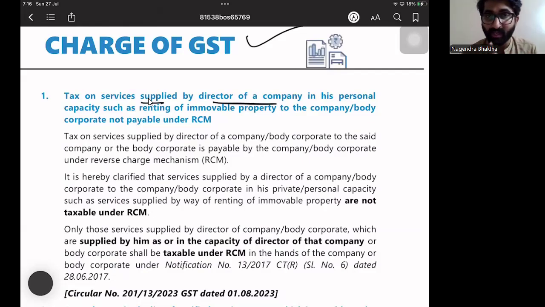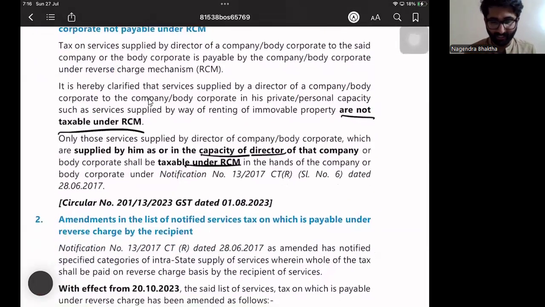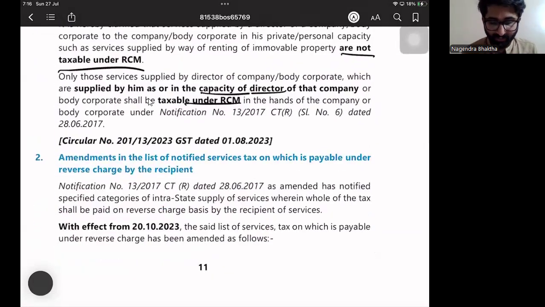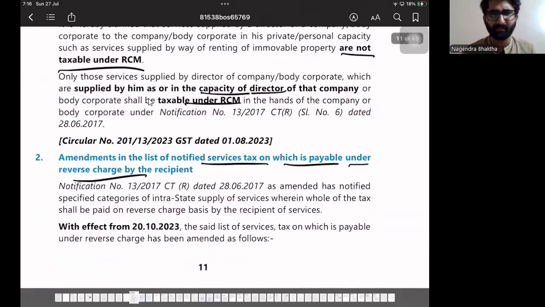RCM is applicable only on director related services, only in the capacity of the director. Any other services, for example renting of immovable property, are not taxable under RCM. It may be under FCM or may be exempt, but not under RCM. This we have discussed in the classroom. Next one, amendments in the list of notified services on which tax is payable under RCM.